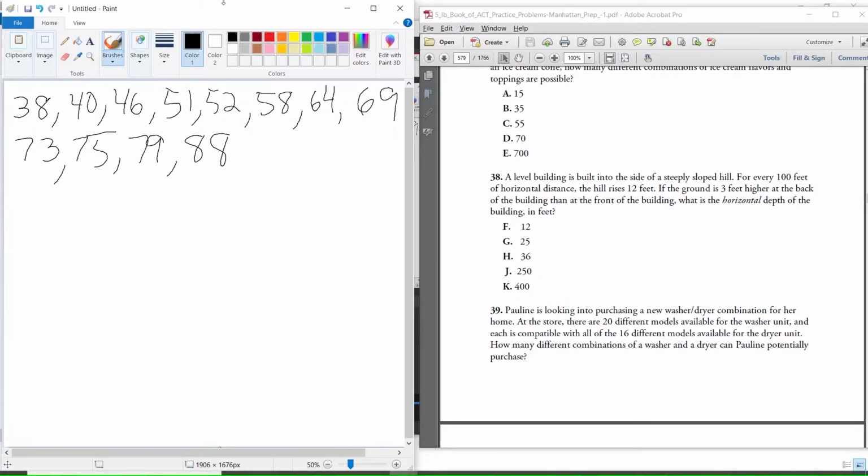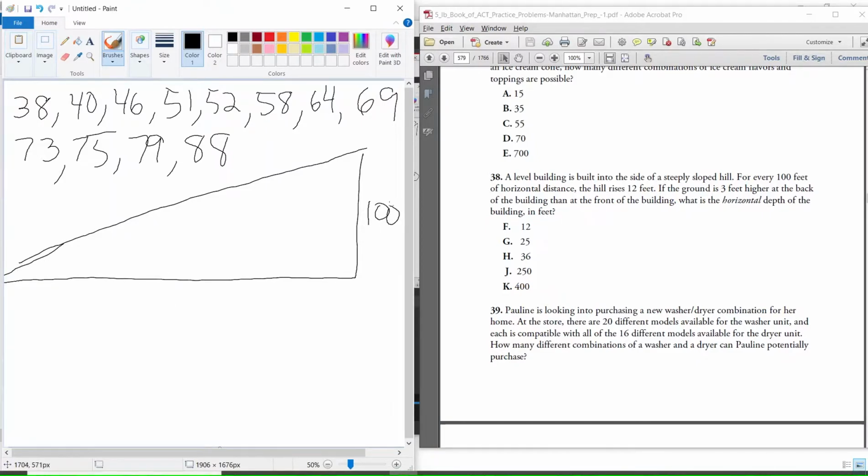All right, let's do 38. Remember, these all have to do, or at least in this little section they seem to have to do, with fractions and ratios and things like that. A level building is built into the side of a steeply sloped hill. For every 100 feet of horizontal distance, the hill rises 12 feet. So we have some kind of a hill. It's always a good idea to draw a picture, and we'll do it like this. So here's our whole hill, and this is 100 feet. Okay, something of an image.